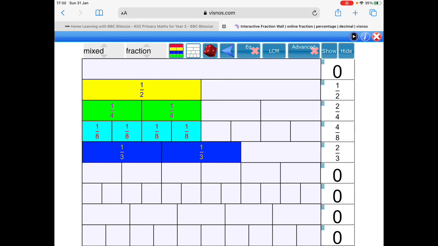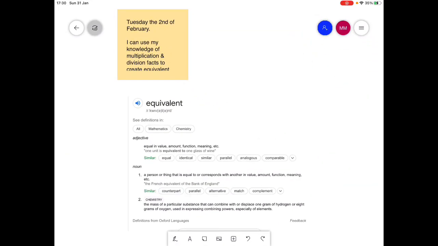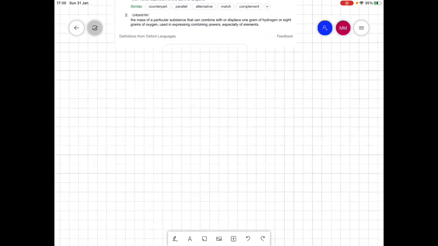So I would suggest, boys and girls, that you use this tool, which like I say is in the useful resources part of your task, and have a little play around with this just to see if you can find some equivalent fractions. But I'm going to show you another method to find equivalent fractions in case we don't have a fraction wall available to us.